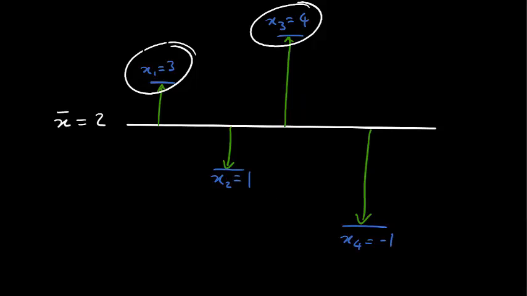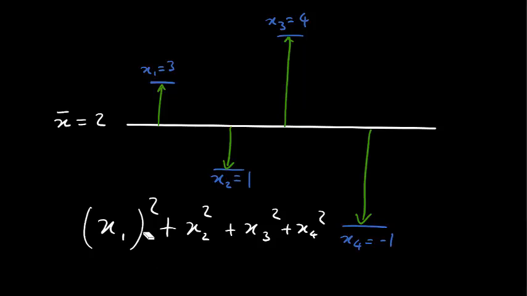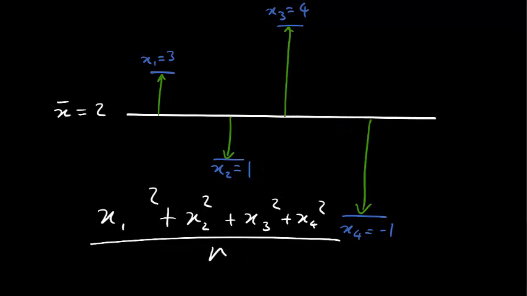So I'm going to take each one of these values, x1, but I've got to make them all positive first because, like I say, I could have a negative value. So I've got to square them first. So x1 squared plus x2 squared plus x3 squared plus x4 squared. Then I'm going to take the mean of that. Let me work that out first. x1 was 3, so I've got 3 squared. x2 is 1, so I've got 1 squared. x3 is 4, so I've got 4 squared. And x4 is negative 1, so I've got negative 1 squared.